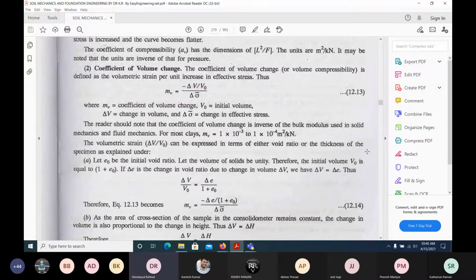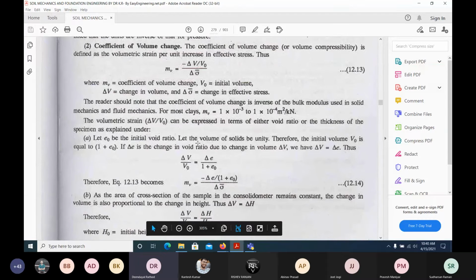If you recall our phase diagram, from the phase diagram you will get the initial volume as 1 plus e naught. If delta e is the change in the void ratio due to the change in volume delta V, we can write delta V equal to delta e, and this equation can be written as delta V by V naught is equal to delta e by 1 plus e naught, where 1 plus e naught is the initial volume. So this equation is also important.